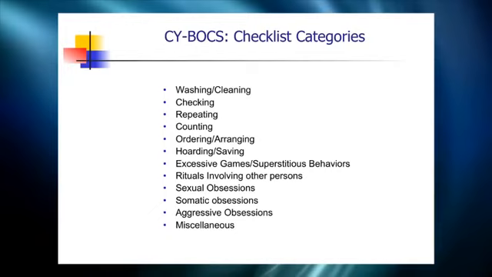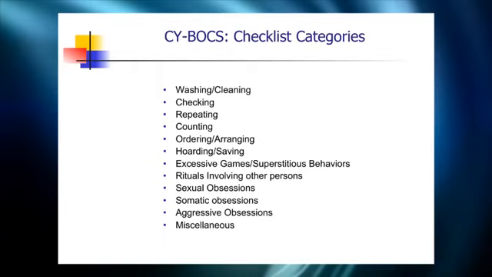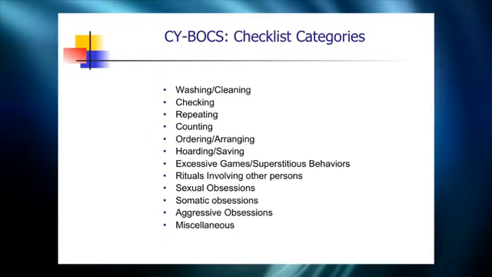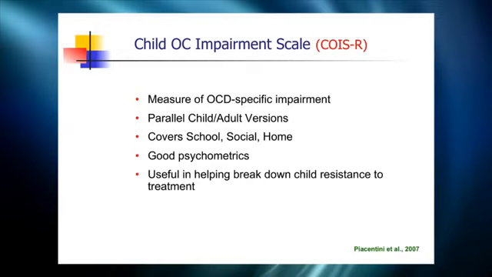It provides you a means for assessing all of the most common OCD symptoms in a systematic fashion, and then you rate the obsessions and the compulsions separately on a number of different metrics, including time spent, distress, impairment, degree of control over the symptoms, and one other item as well. The child OCD impairment scale that I referred to earlier is a nice measure of OCD-specific impairment, as an adjunct to looking at clinical severity.